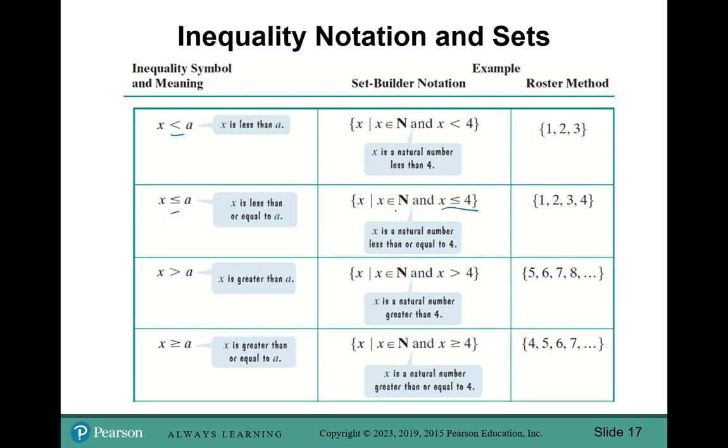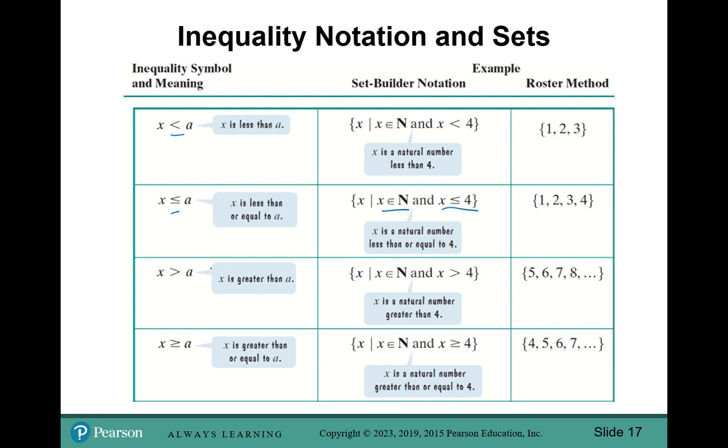So we're combining this inequality with the fact that x is in the natural numbers, and that's how we get our roster method here. The difference between this first example and the second example is that it's actually equal to. So that adds an additional element to our set here. Because it's equal to 4, and also less than 4, and also a natural number, it is the set, if we wrote it in the roster method, 1, 2, 3, and 4.